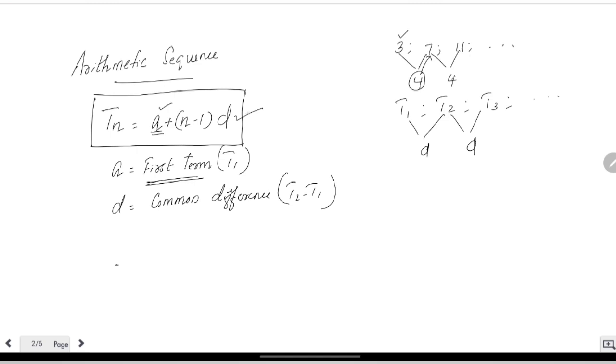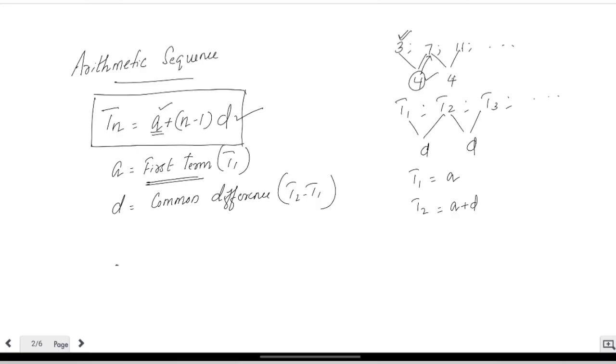Then I will show you how we can derive this formula. T1 is the same as the first term, and we use the notation small letter a to represent T1. How do you get T2? You get it if we add the common difference to T1: a plus d, like 3 plus 4, where 3 is a and 4 is d. So a plus d, that is T1 plus d, and T1 is the same as a.